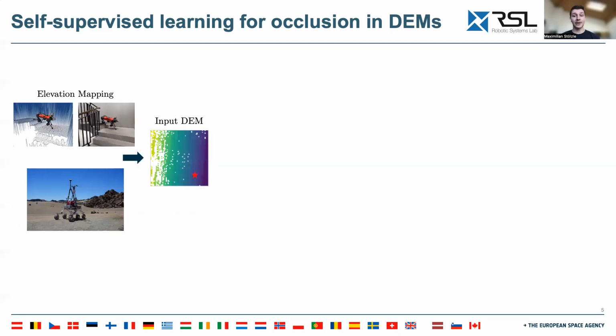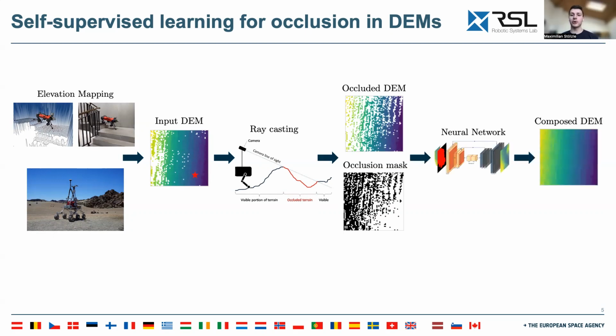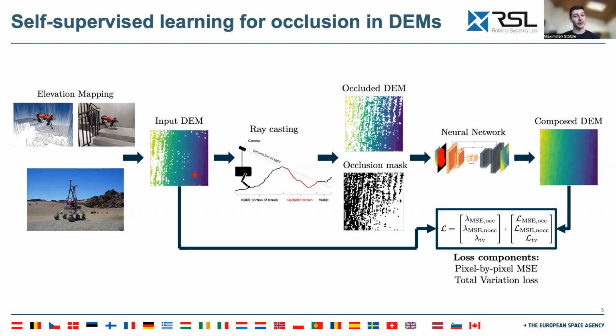We randomly sample a vantage point and perform raycasting. This means we check for every grid cell whether it is visible from the vantage point. This leads to an even more occluded DEM with a corresponding binary occlusion mask. We pass both of them through an encoder-decoder neural network to receive a reconstructed DEM. Next, we compute a reconstruction loss between the reconstructed DEM and the input DEM. Finally, using this loss, we backpropagate and update the neural network weights.